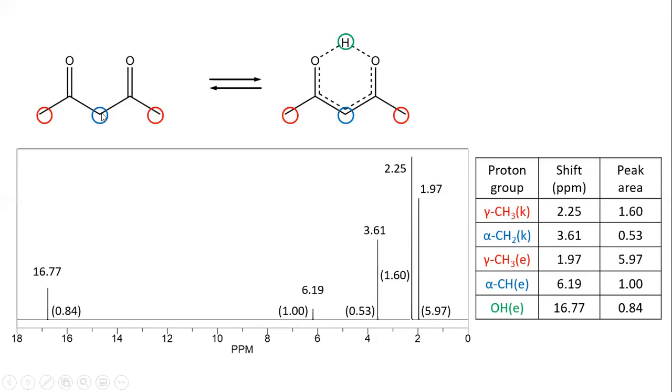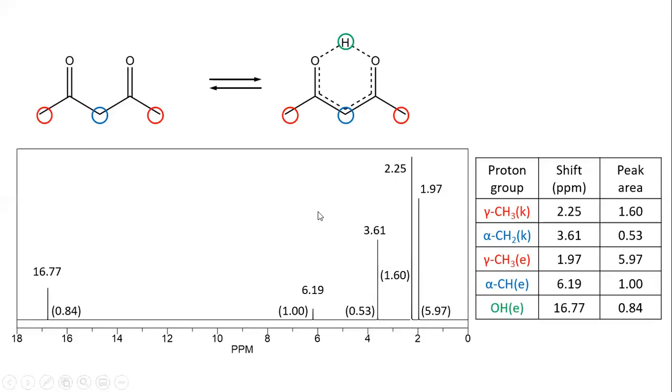And again, I also said that this proton over here, because it's connected to an sp2 carbon, should be more downfield compared to the proton here. And that's exactly what we see. This one is 6.19 ppm, this one is 3.61 ppm. So everything matched to what we know, the peak area ratio matched to what we know, so everything looks good.